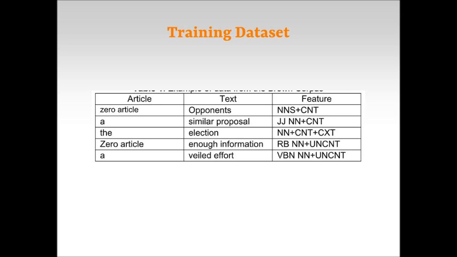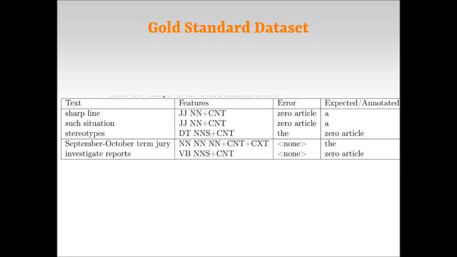In the sentence, there was reference to the word election. So if you look at the feature, it's NN plus CNT plus CXT, which is noun, countable, and with context. So the article is the, and similarly so on. Once the system is trained on the Brown corpus, it has successfully learned the article microsystem from the examples presented.